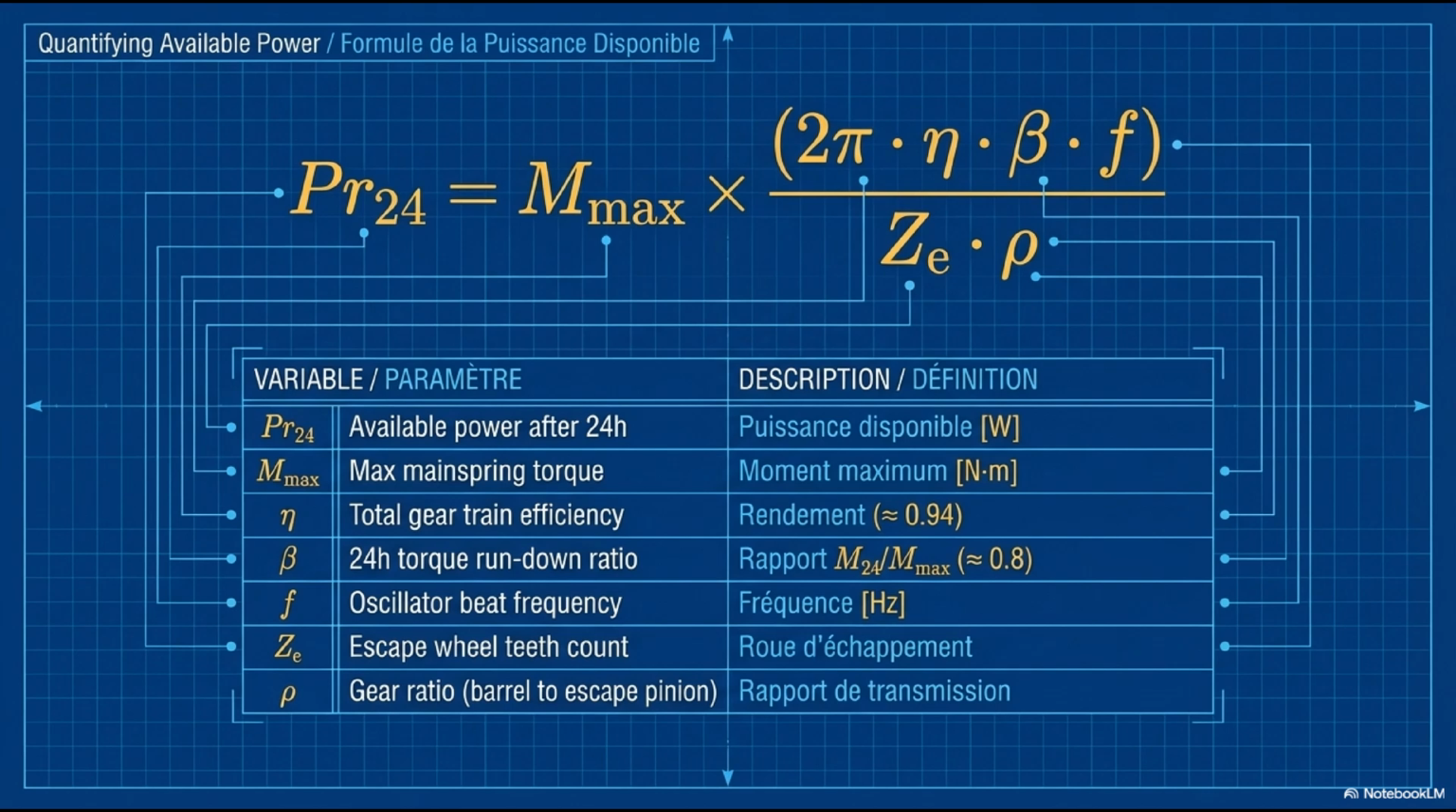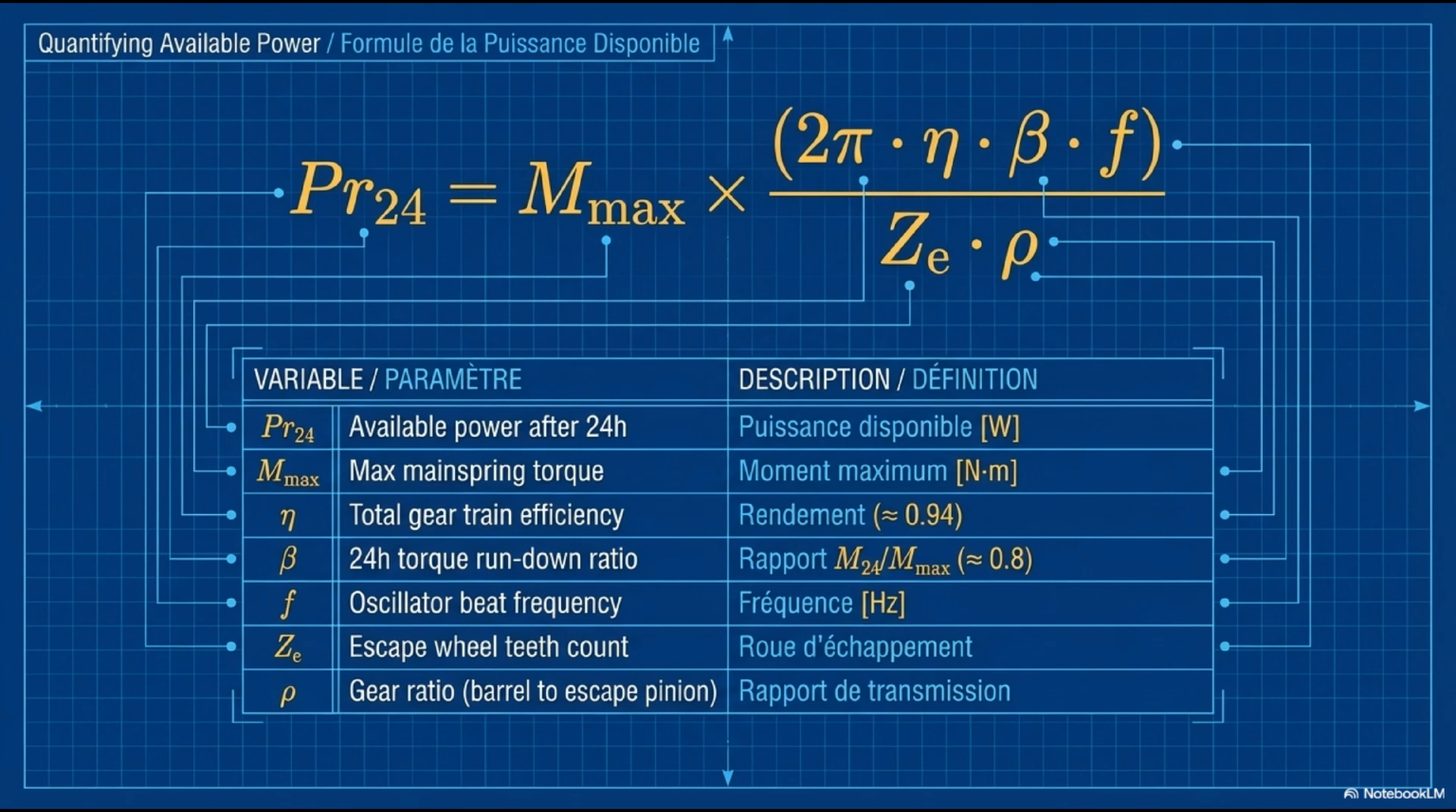Beta, the 24-hour torque rundown ratio, M24 divided by Mmax, approximately 0.8. After 24 hours of running, available torque is about 80% of maximum. This reflects the mainspring's characteristic discharge curve.